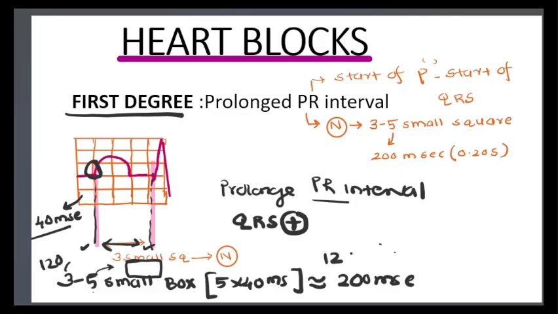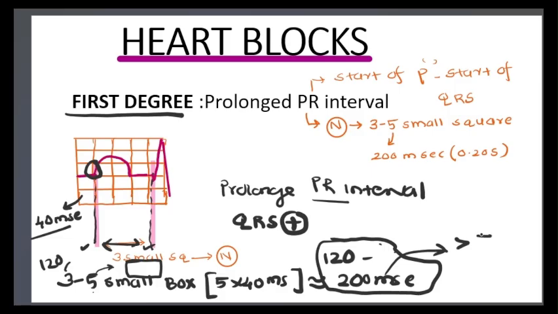So the normal range of PR interval is between 120 to 200 milliseconds. If it is more than 200 milliseconds or more than 5 small boxes, then we call it a prolonged PR interval. If this is present, then we call this first degree heart block. Remember, there is no missing QRS complex.